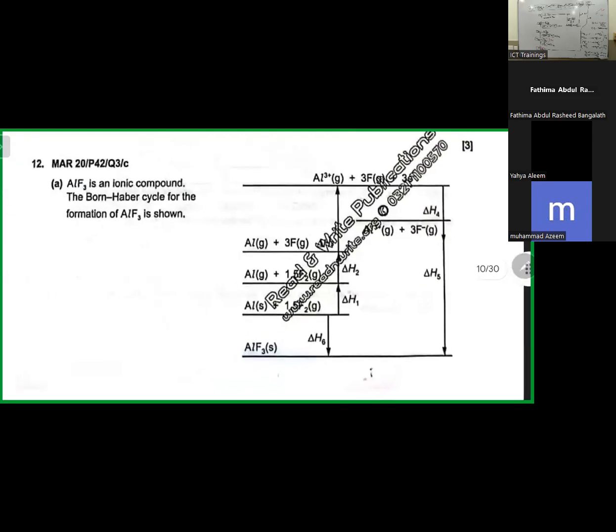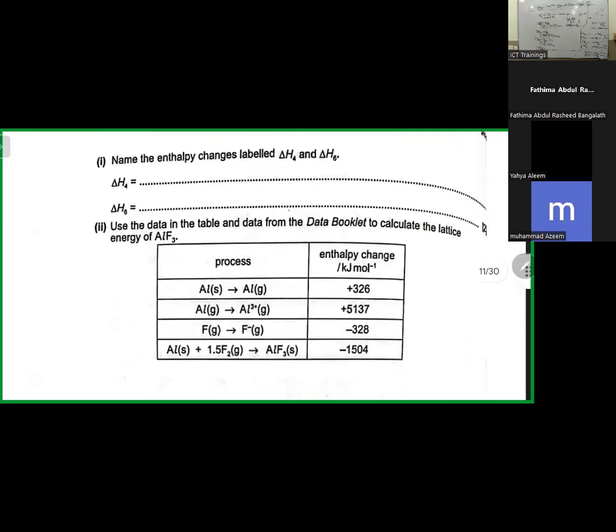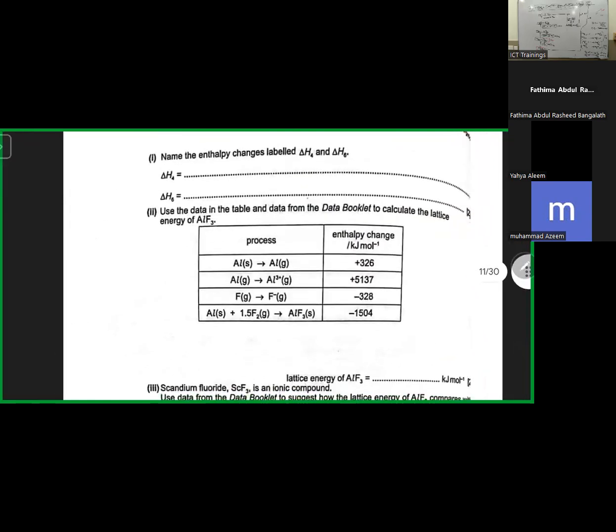Okay, now do this question, please. This is the cycle, and let me tell you what you are supposed to do. So this is the whole question, the next part of it.